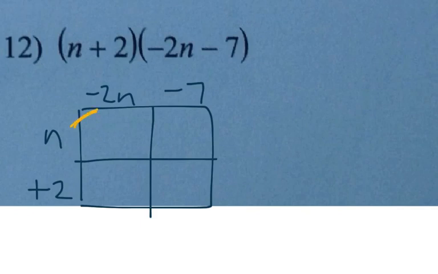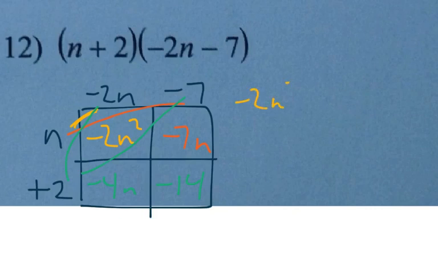I know n times -2n is -2n squared. n times -7 is -7n. Again, watch those variables and powers and your negatives, right? And then I'm going to take 2 times -2 and get -4n. And 2 times the -7 gives me -14. So unless I made a mistake, I should be done here.